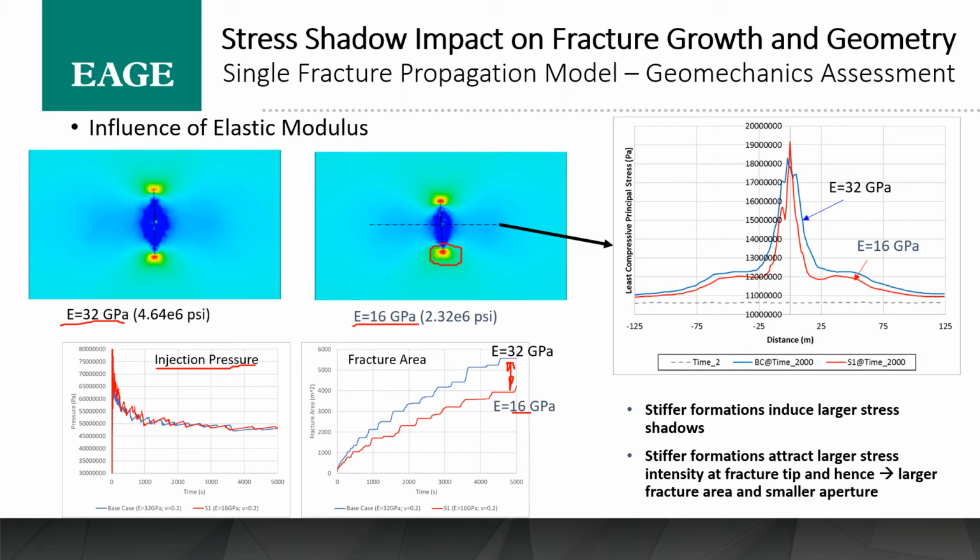When we're looking at the stress shadow area then, out of these two models, you can see that the 32 gigapascals has a higher stress increase as you go away from the fracture. So this is the stress shadowing impact. The dashed line here is the in situ stress state, and you can see in both cases it's elevated adjacent to the fracture, but more so with 32 gigapascals, again because it's a stiffer formation, so it attracts more stress.